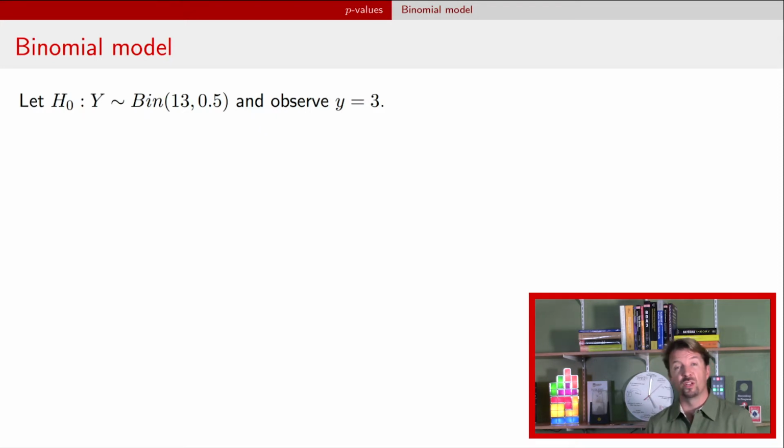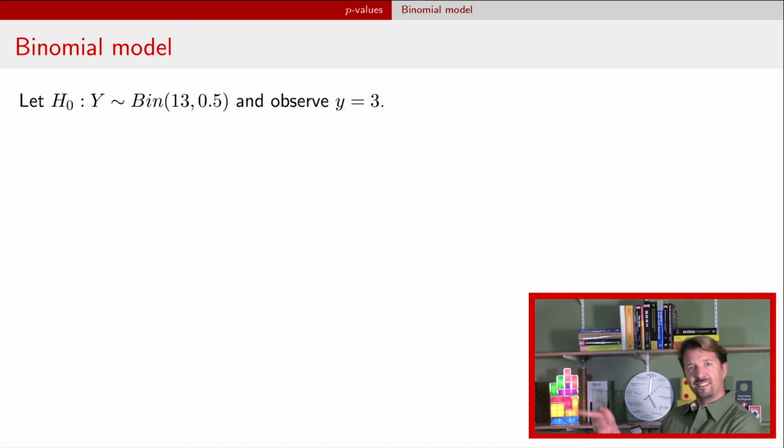So the first model we'll look at is, suppose that we're willing to assume a binomial model with 13 attempts and a probability of success 0.5. So that's the model that we think accurately represents these data. And then we happen to collect an observation, and we find that we have 3 successes. So y here is 3.